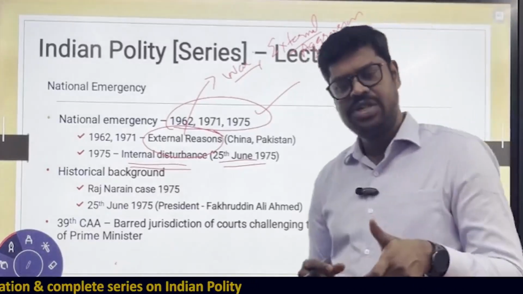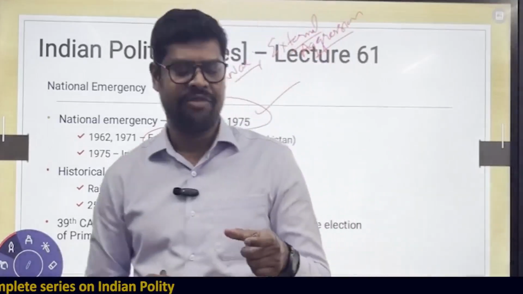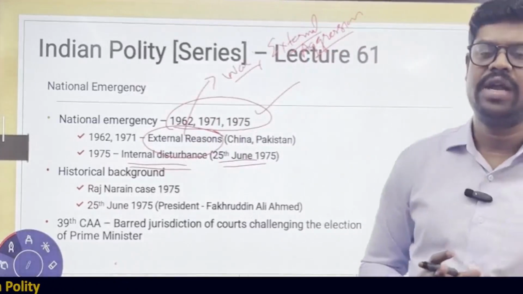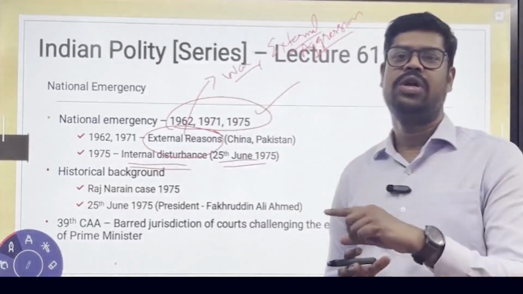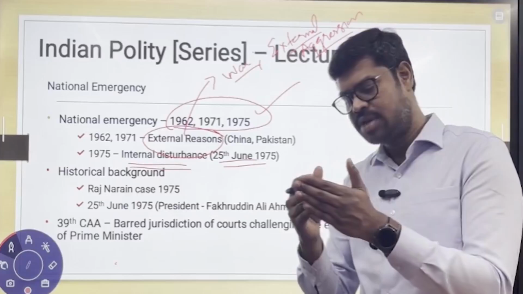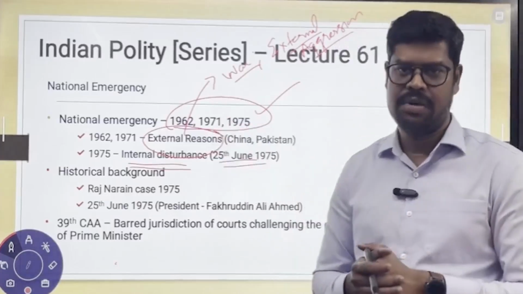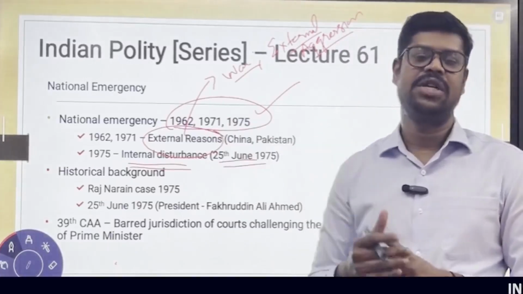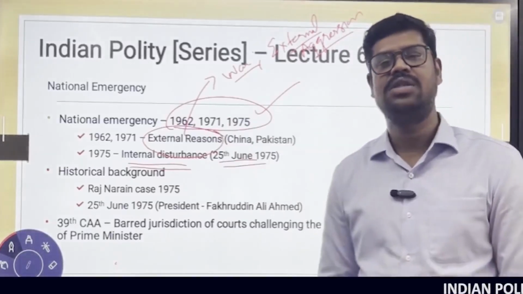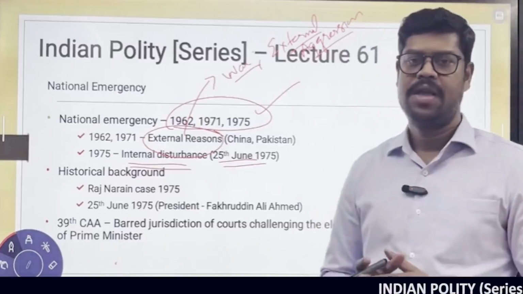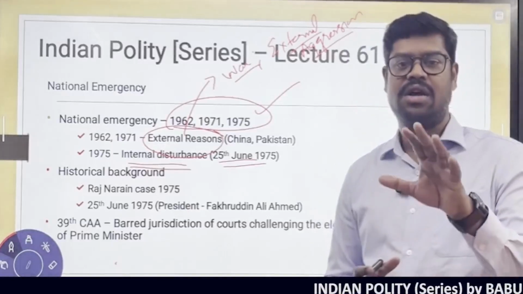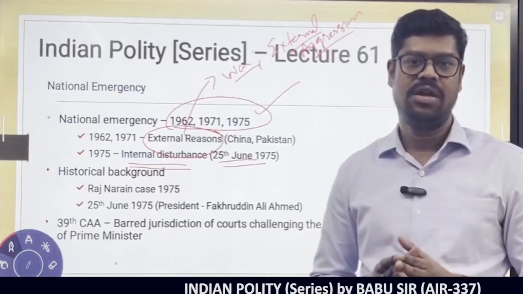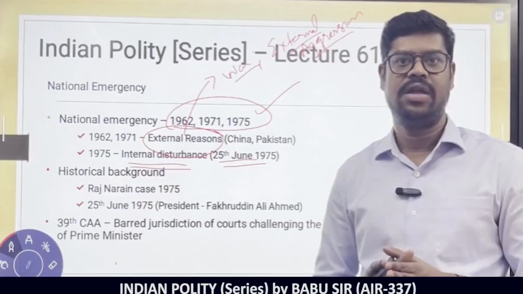So the basic contention of Mr. Raj Narayan is that after the election was over, after the result was declared by the Election Commission of India in 1971, and she also became the Prime Minister, Mr. Raj Narayan filed a case in the Allahabad High Court. And what did he say? The petition filed by Raj Narayan categorically said that the election of Prime Minister Indira Gandhi should be declared unconstitutional, invalid and illegal.